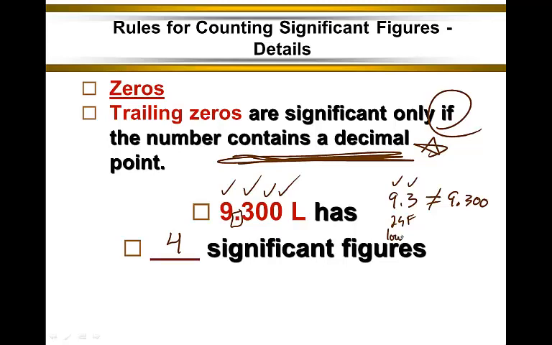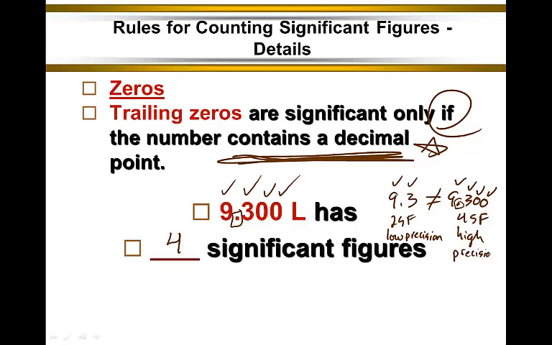9.3 has two significant figures. This is very low precision because it is only telling you precision to the tenth. If you look at 9.300, we're going tenth, hundredth, to the thousandth place value. And that zero is telling you that this instrument is precise to the thousandth place value. That's an expensive balance, going that far.